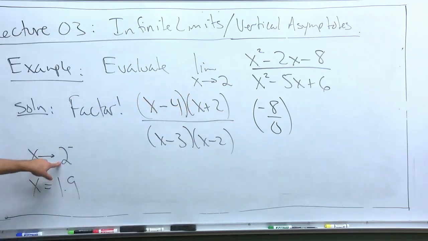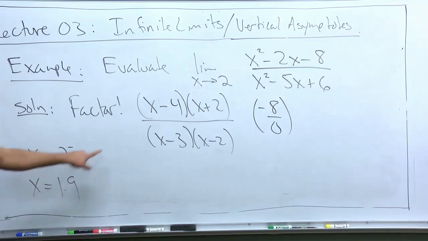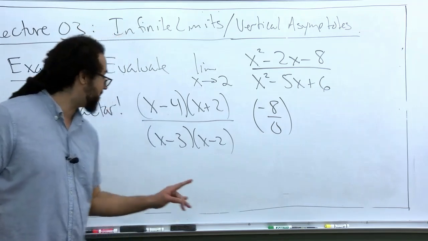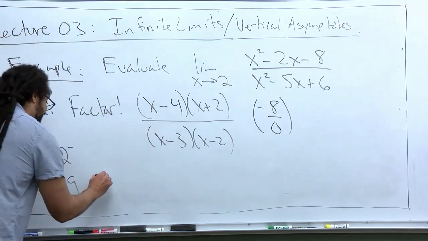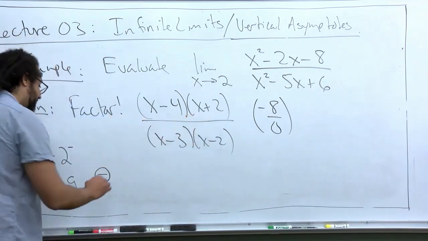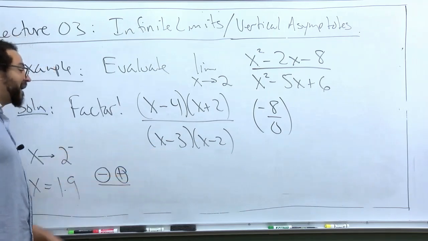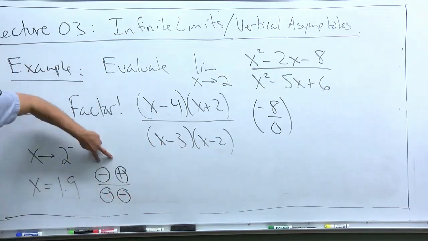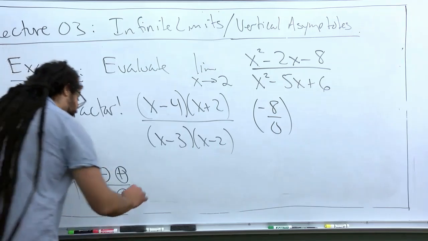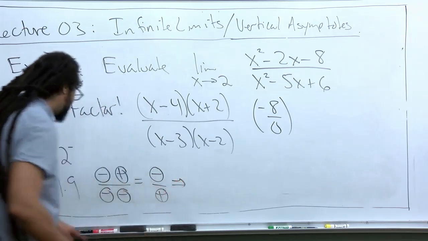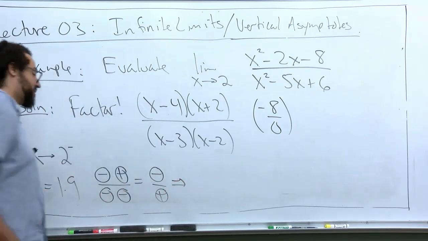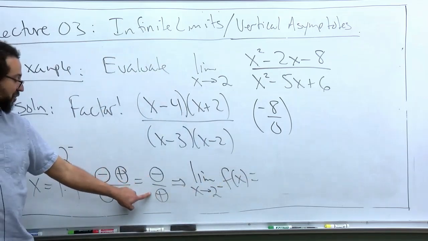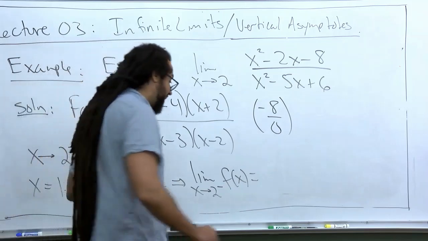So for the one-sided limit, when I look at 2 from the left, I'm going to check 1.9. Everywhere I see an x, I'm going to write 1.9, and all I care about is the sign. I don't need to crunch any numbers. When I plug in 1.9 here, I get a negative; here, a positive; here, a negative; and here, a negative. So the numerator is negative and the denominator is positive. So the limit as x approaches 2 from the left is going to be negative infinity.